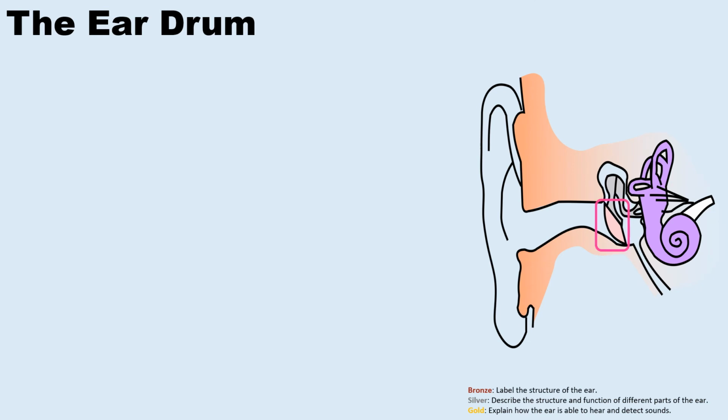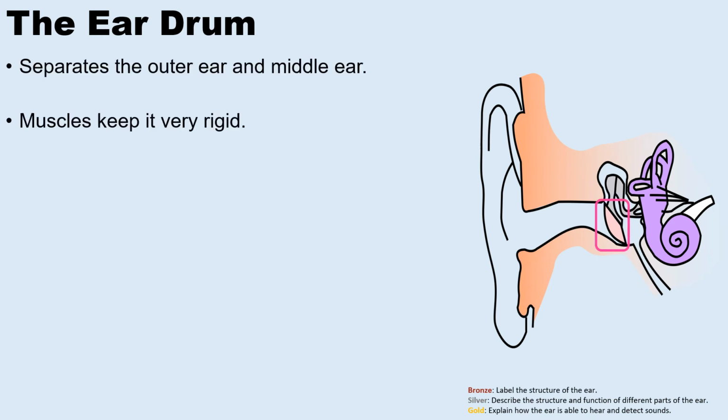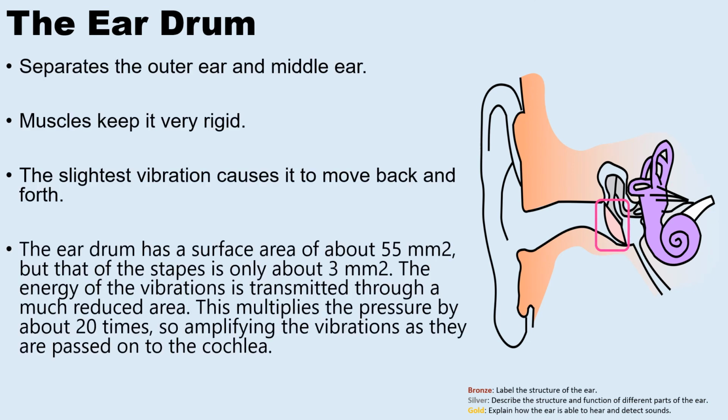Okay, so the eardrum. This separates the outer and the middle ear. Muscles keep it very rigid. The slightest vibration causes it to move back and forwards, and it has a surface area of about 55 millimeters squared. But the stapes is only 3 millimeters squared. So your stapes is this little bone here, the third bone. And the energy of the vibrations is transmitted through a much reduced area, which multiplies the pressure by about 20 times. So the vibrations are amplified as they pass onto the cochlear.